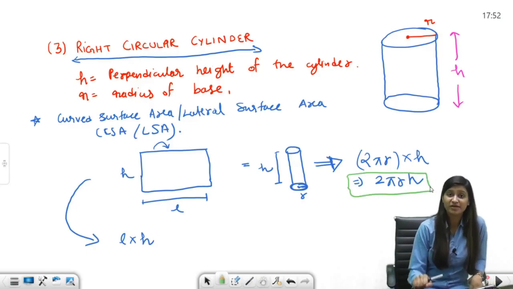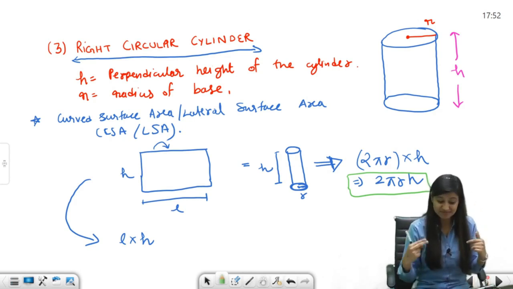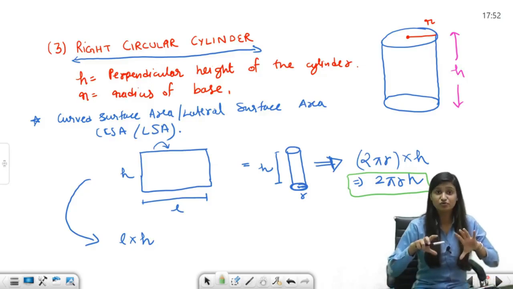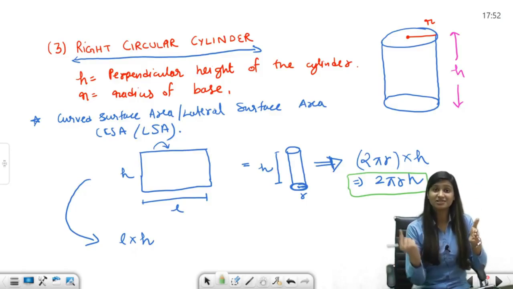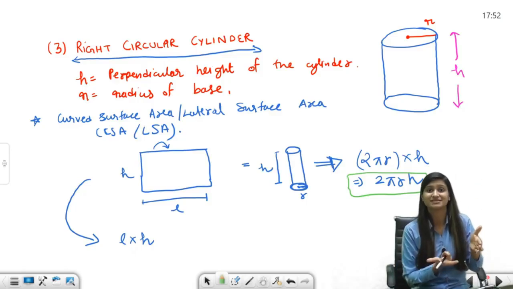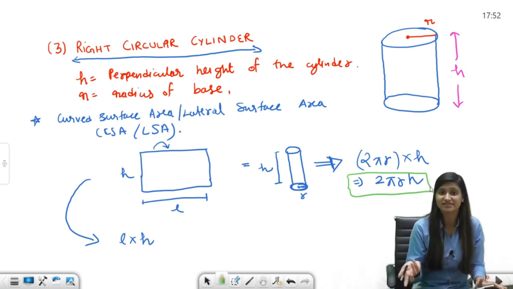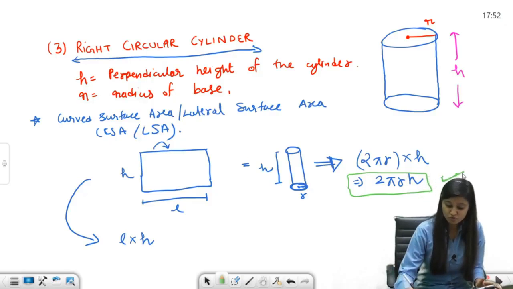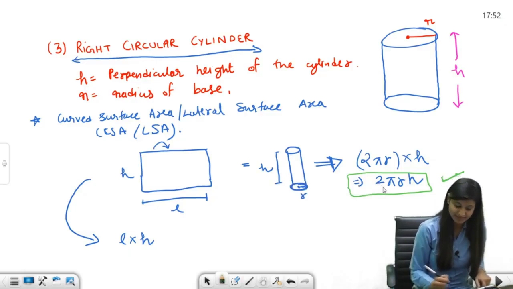You took a sheet of paper having a length L and height h. I am specifying it again. It is taken as h this time. When you rolled it, the height became as it is and the length became the perimeter of the base, which became the circumference. And the circumference of a circle is 2 pi r. So it became 2 pi r h. Right? Easy.